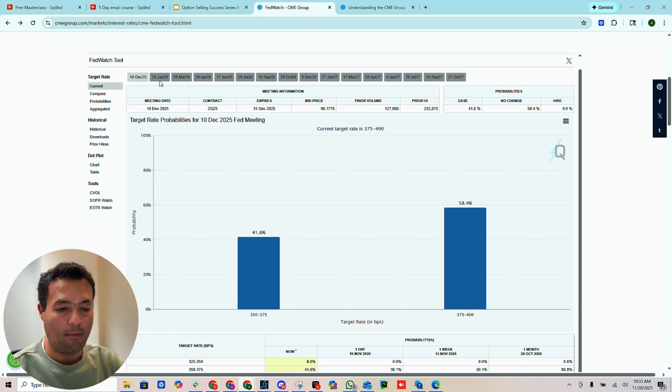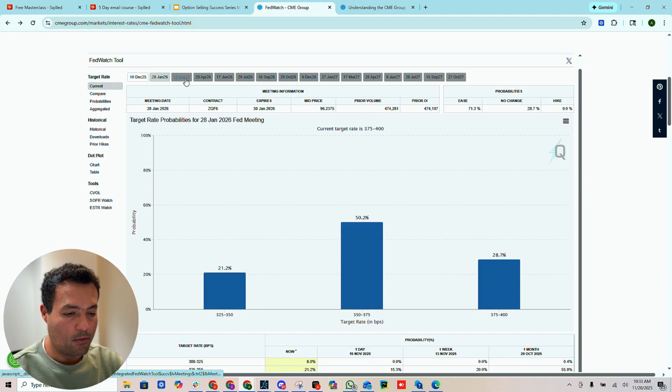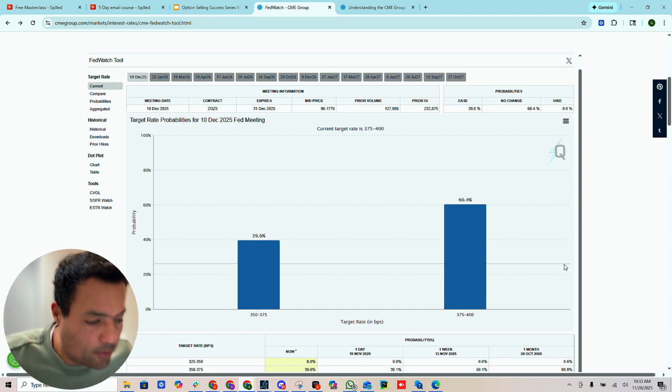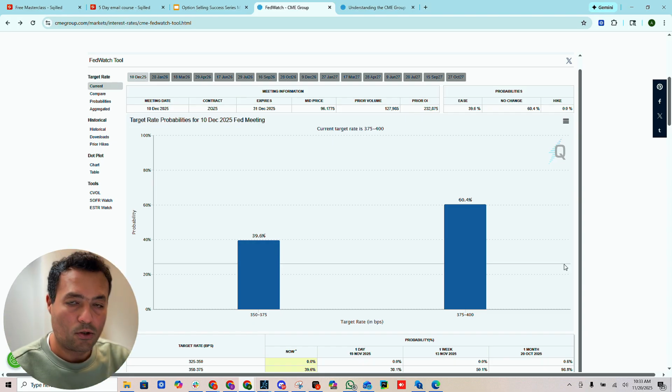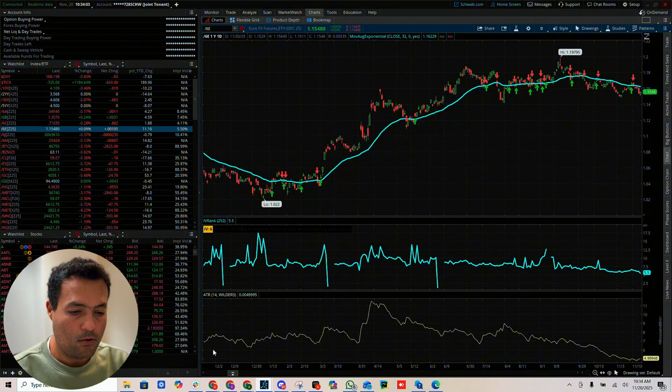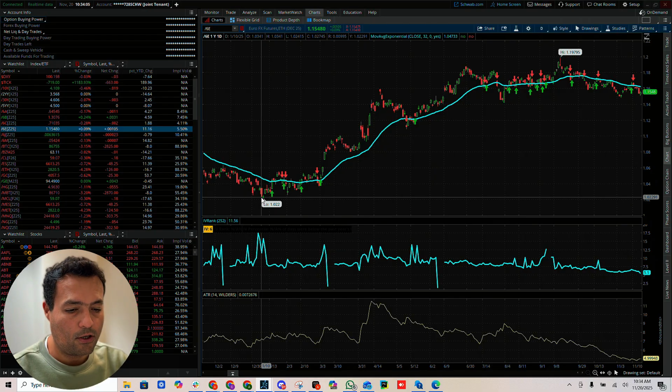Look, you can go into the December one, January next year. You can go into March. You can see all the probabilities. But the closer you get to the date, look, it just updated. I re-clicked it. It just updated that. There's a 60% chance there is no change in this meeting. And based on that, the trade that I am setting up right now, this is my live account. Let's look at the trade that I'm setting up.